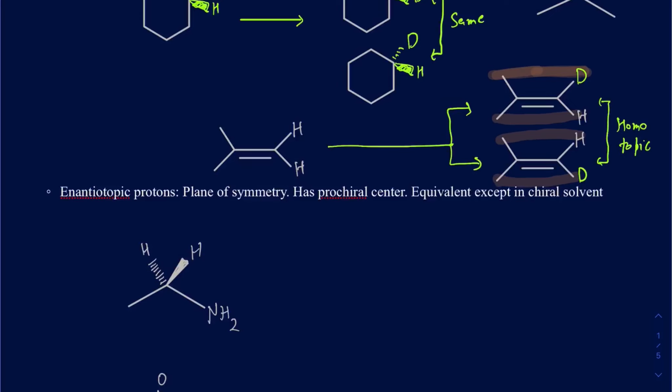Suppose at this particular position, instead of a metal group, you had a hydrogen or something else, or maybe a bigger group. That's when those two protons would not have been homotopic, but rather diastereotopic. We'll take that example in a little bit, but those two are going to be your homotopic protons.